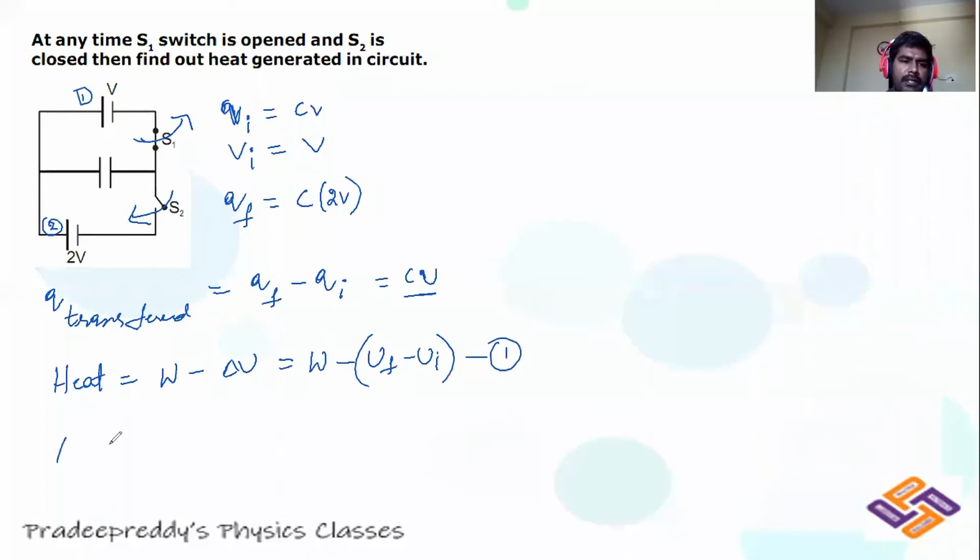Work done by the battery is equal to Q transferred into potential V, and that is 2V because you are connecting it to the second battery. Therefore, what is Q transferred? It is CV. So that is CV into 2V, which is equal to 2CV square. This is the work done by the battery.